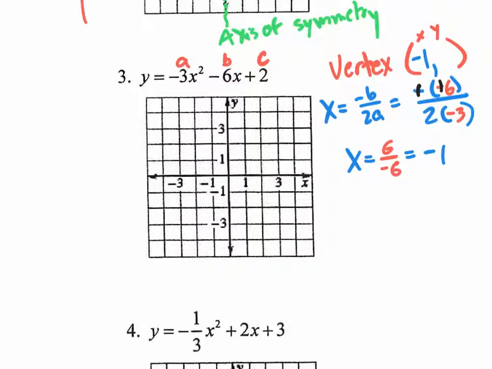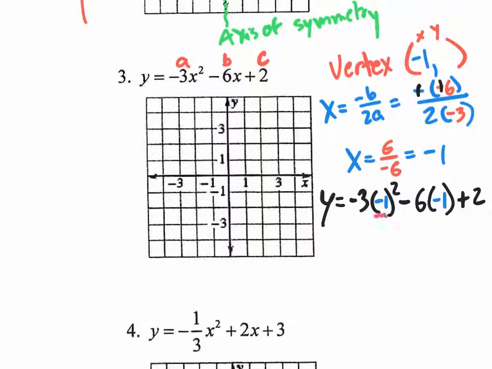If I want my y value, I have to plug in that negative 1 into my x's on the actual standard form quadratic function. Okay, so I'm going to rewrite this whole thing, but instead of x's, I'm going to put parentheses. In other words, y equals negative 3x squared minus 6x plus 2. Notice I put parentheses instead of x's. And then I'm going to plug in the actual value of x, which is negative 1, right into those parentheses.